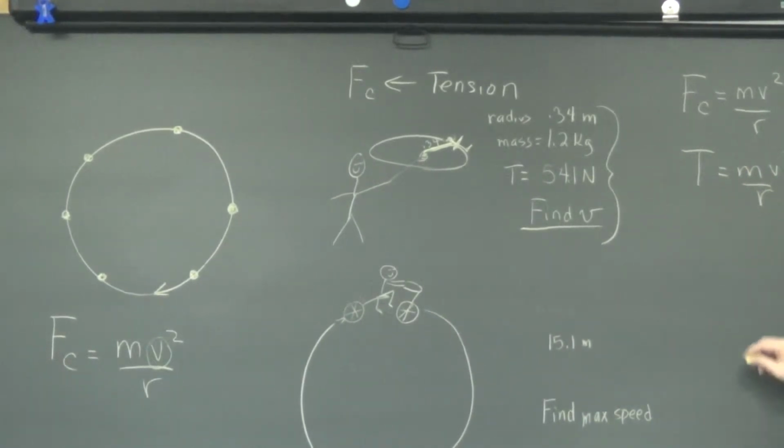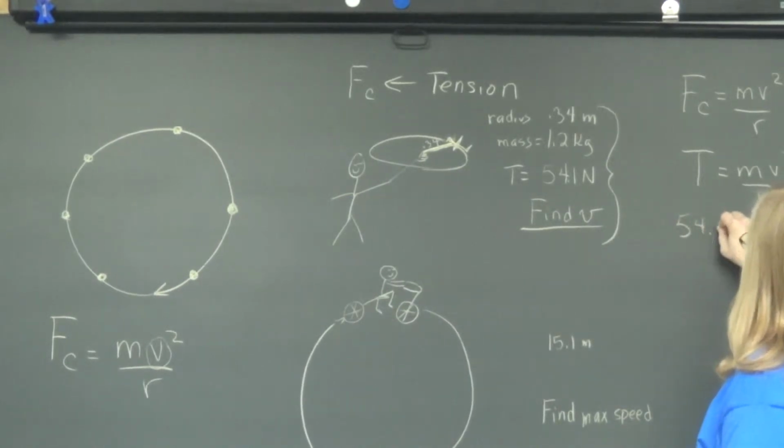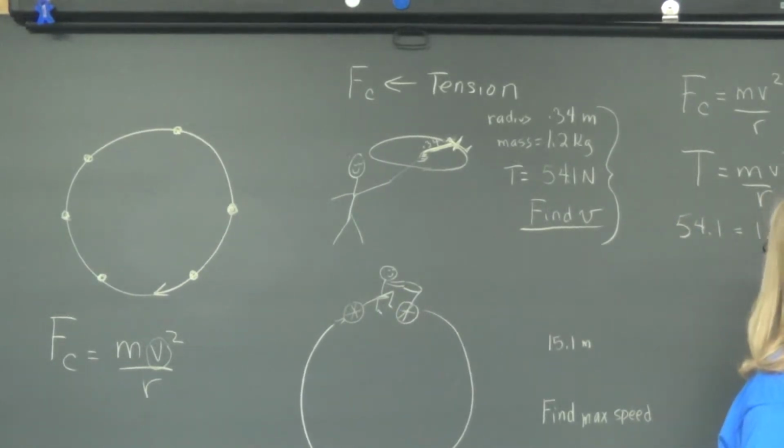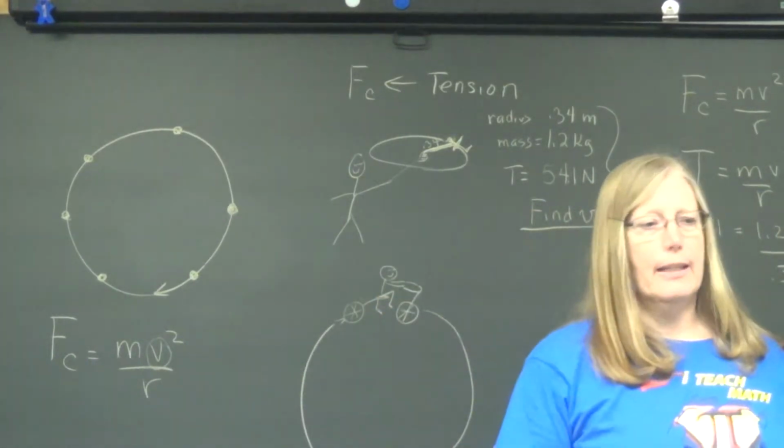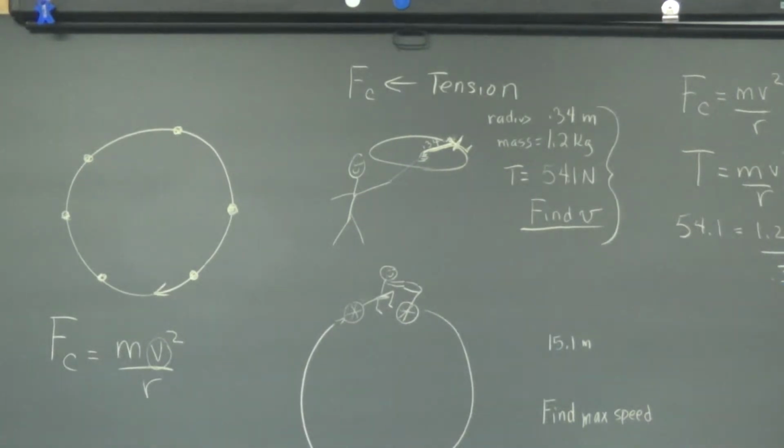And then we know tension. We know mass. We don't know velocity. And we're dividing by the radius. So I'm using this formula and putting a number in each spot except v. You have to solve for v. Multiply both sides by 0.34, divide by 1.2.